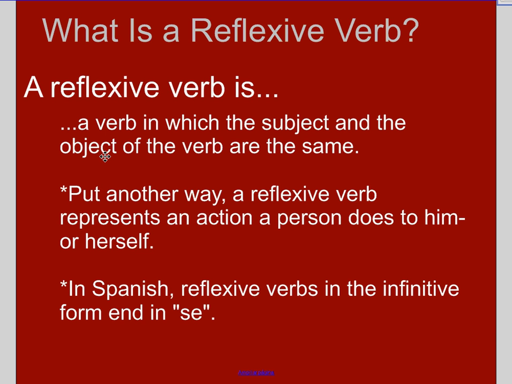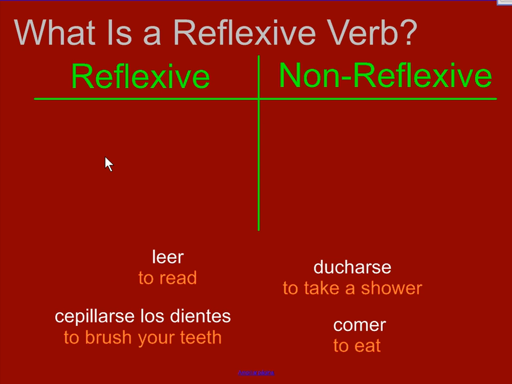And in Spanish, these reflexive verbs in the infinitive form end in se. So that infinitive form is the one you find in a dictionary or on wordreference.com. And so now these reflexive verbs have a couple extra letters on them, se, they end in se. All right, so to talk a little bit more about what a reflexive verb is, let's take these four verbs down here and sort them into which ones are reflexive and which ones are not reflexive.